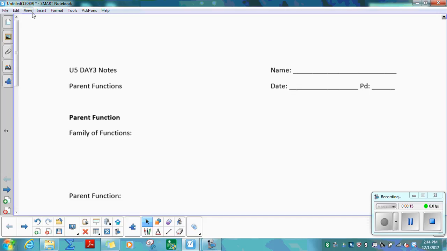Today we're talking about parent functions and how they transform into other lines. Okay? The reason we're doing this right now is because a lot of it can be linked to slope-intercept form and how it looks as an equation. We can tell how it changed from the parent function.